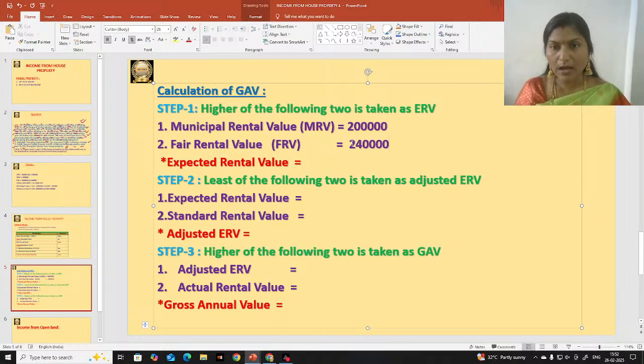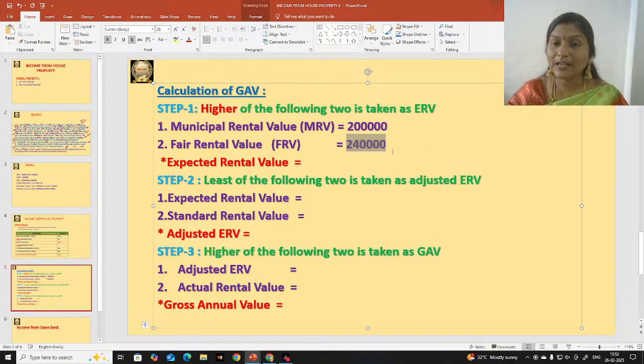$2,40,000. Now we have to select the highest one out of these two, because they said clearly which one we are going to select: the higher one. So the highest one we are going to select out of these two. Which is the highest one? 2 lakhs or 2,40,000? It is 2,40,000 only.